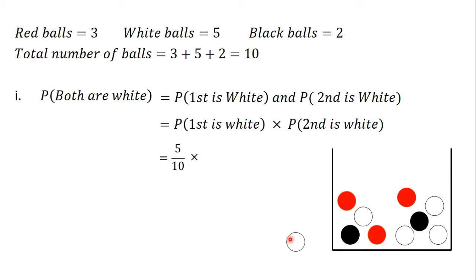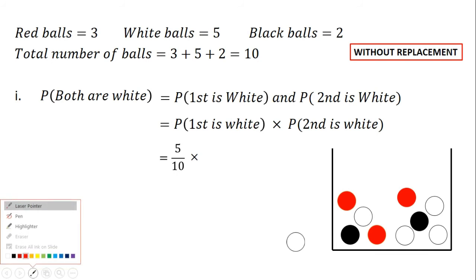Remember, we are selecting these 2 balls without replacement. In the previous videos, we were selecting the 2 balls with replacement. So after we've selected the first ball, we will drop it back into the box, then we select the second ball. Here we are selecting the 2 balls without replacement. What it means is that after we have selected the first ball, we will keep it out of the box, then we will go back into the box and select the second ball.